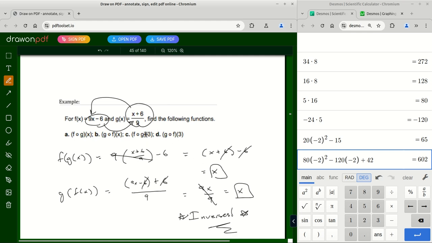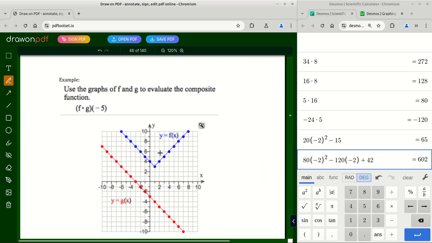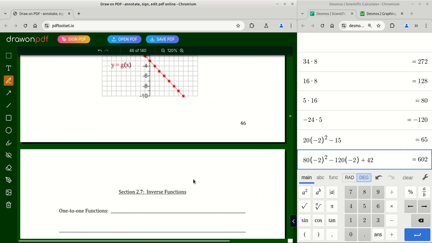Now, it says to plug in 3. Plug a 3 in right there. What do you get? Same thing here. All right, last page, I think, right? Yeah, okay. See, inverse, I told you.